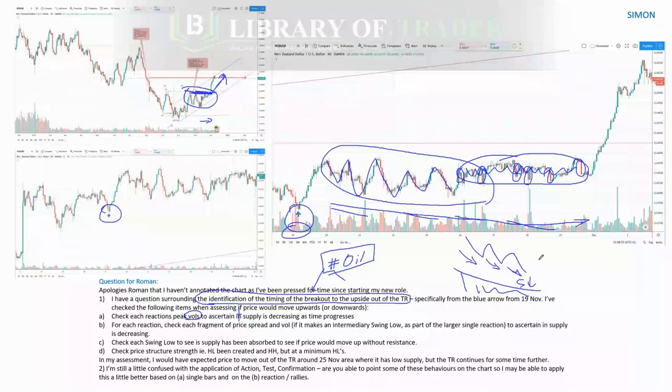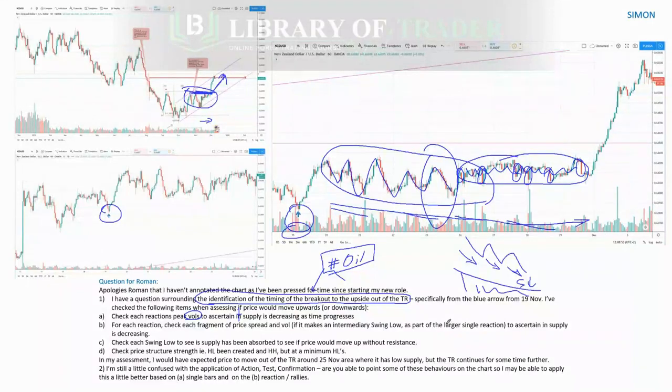Yes, we could definitely do that. Check each swing low to see if supply has been observed, to see if price would move up without resistance. Check price structure strength, higher low being created and higher high, but at minimum higher low. In my assessment, I would expect the price to move out of the trading range around November 25th, where it has low supply, but the trading range continues for some time further.